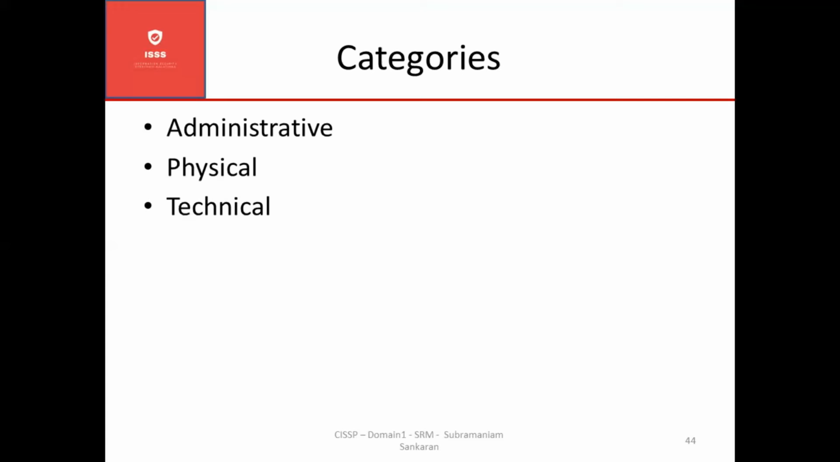What is the physical control? The objective of physical control is to ensure that intruders are not entering the facility, and your facility is not washed away by a natural calamity. Ideally, you have to choose a location which is not washed away by a natural calamity, or you have to construct a building in such a way that it is strong enough to withstand the natural calamity.